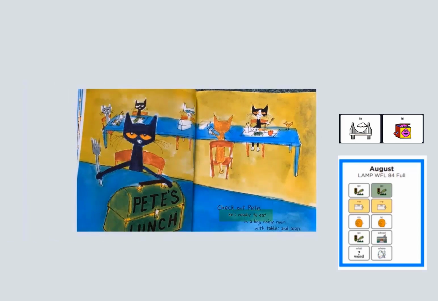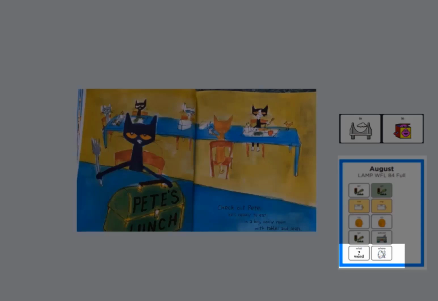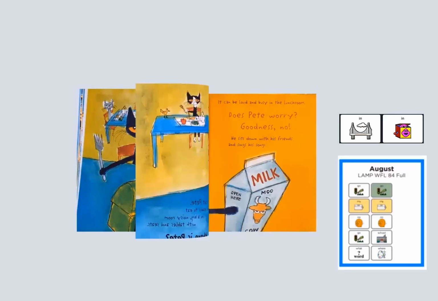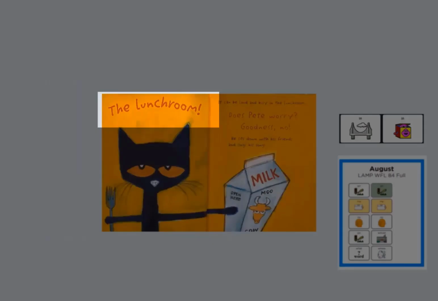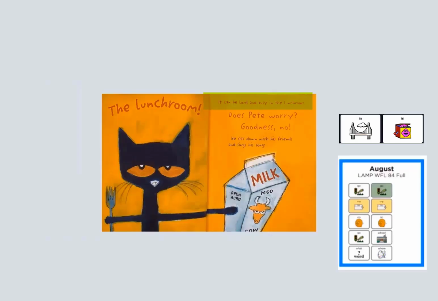Check out Pete. He's ready to eat in a big noisy room with tables and seats. Where is Pete? Do you know where Pete is? The lunchroom. It can be loud and busy in the lunchroom.